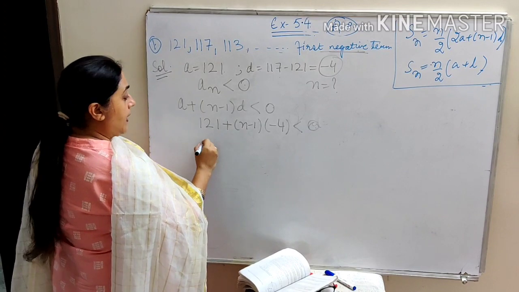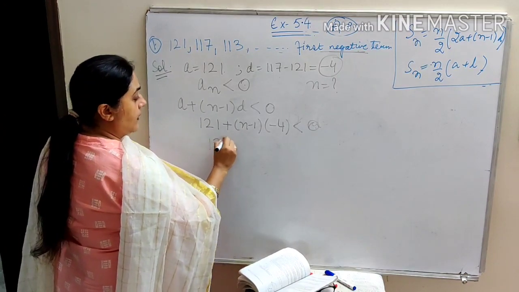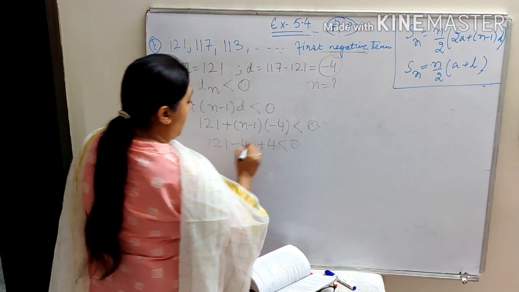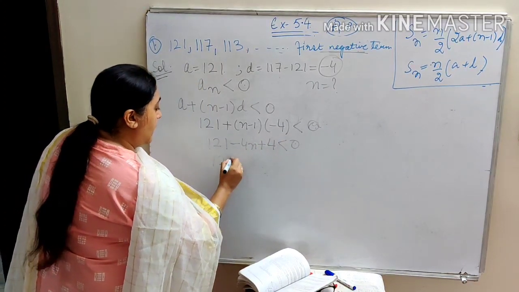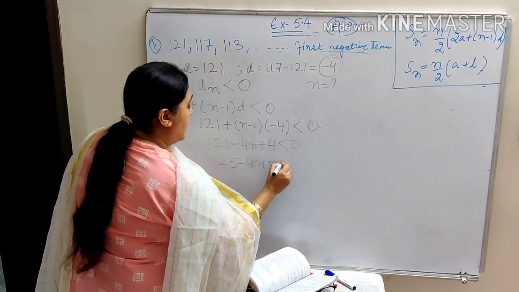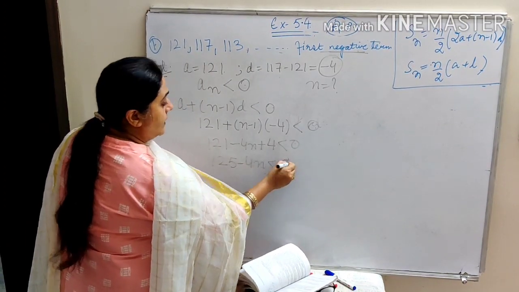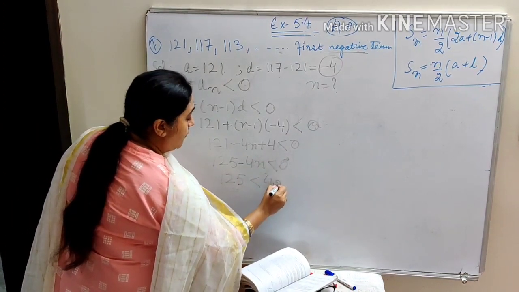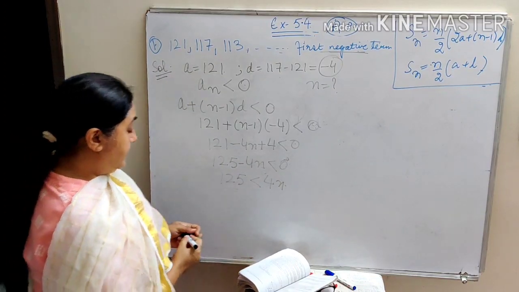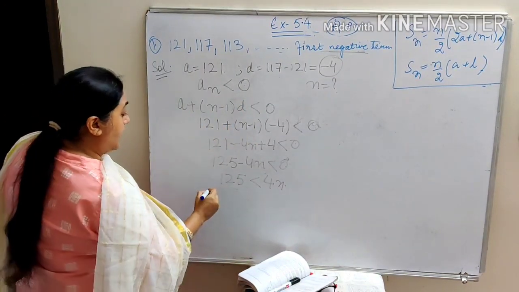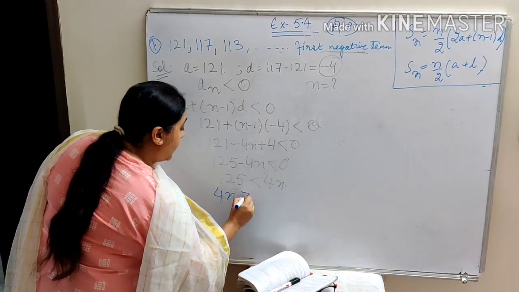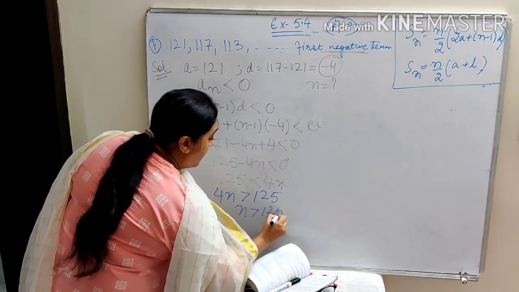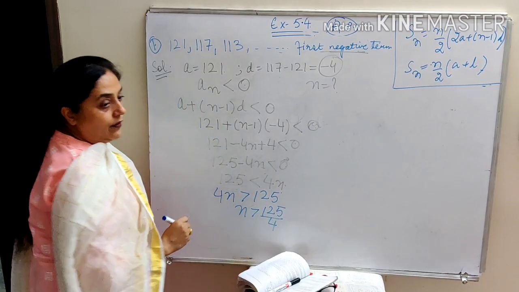Right? Now you will just solve it. 121 minus 4n plus 4 less than 0. Now see to it. 125 minus 4n less than 0. Now this 4n you can take on that side. 125 is less than 4n, or you can write 4n greater than 125. So my n has to be greater than 125 upon 4, right?